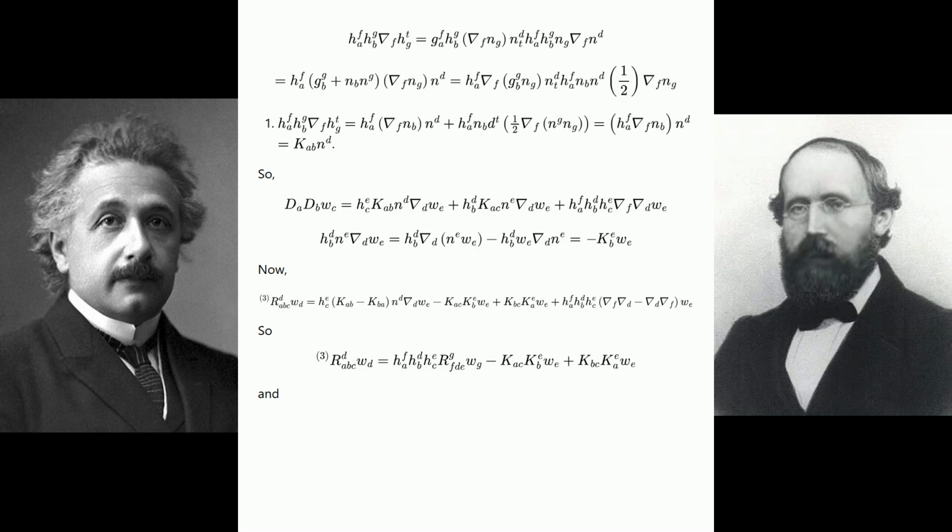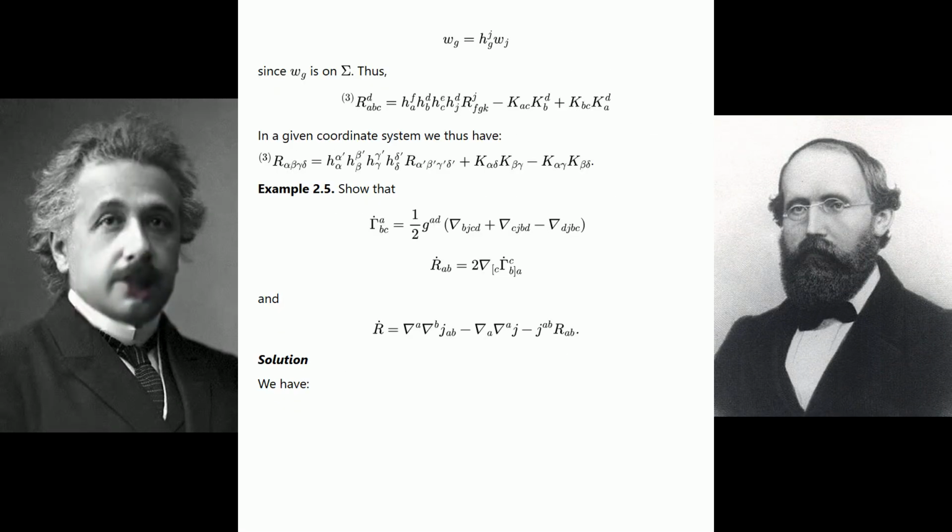Now, see the equation. So, see the next equation. And, see the equation shown. Since w sub g is on sigma. Thus, see the equation. In a given coordinate system we thus have 3 r sub alpha beta gamma delta equals h sub alpha raised to the exponent alpha prime and h sub beta raised to the exponent beta prime and h sub gamma raised to the exponent gamma prime and h sub delta raised to the exponent delta prime and r sub alpha prime beta prime gamma prime delta prime plus k sub alpha delta k sub beta gamma minus k sub alpha gamma k sub beta delta.